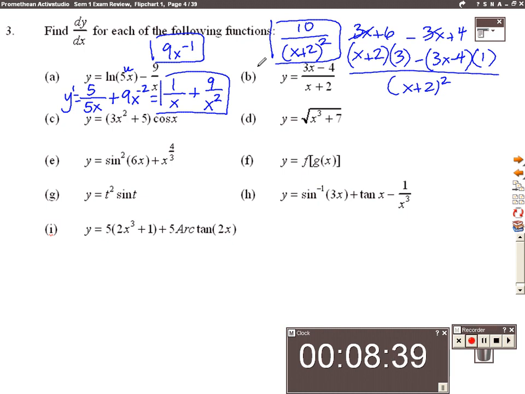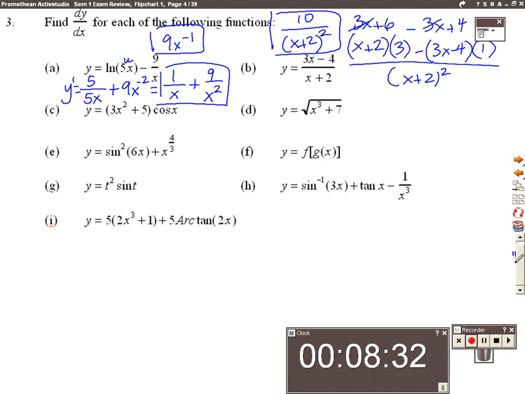Letter C. In letter C, we have the product rule. We have a binomial multiplied by the cosine. So I'm going to do the work down here.